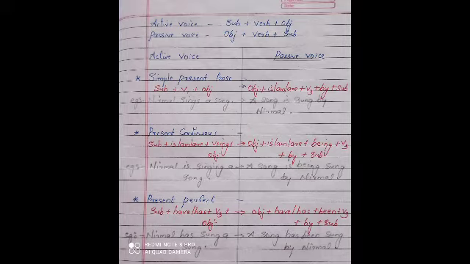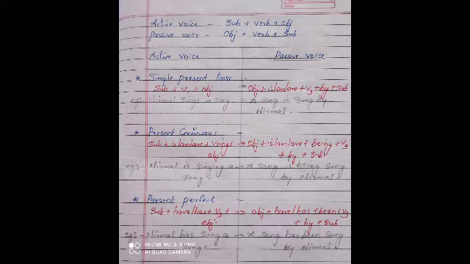First one, in active voice, if the sentence is in simple present tense, what's the format of simple present tense? Subject plus V1 plus object. If the subject is singular, add s or es to the verb. And which are the singular subjects? He, she, it, singular noun, that is name of a person, place or thing. If the subject is singular, we should add s or es to the verb in which tense?